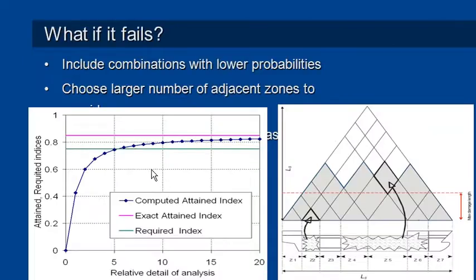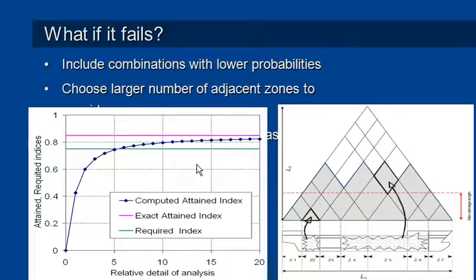There are two things that we can do as far as analysis settings go if we don't get the results that we're hoping for. The first is that when we're computing the attained index, a lot of our attained index will come from a small number of damage cases, and then as the probabilities of damage become smaller and smaller, the contribution to the attained index will also become smaller and smaller. But if we need that extra addition to the index in order to pass, then we can include combinations with lower probabilities. And we can do that by decreasing the minimum probability that we're going to consider.